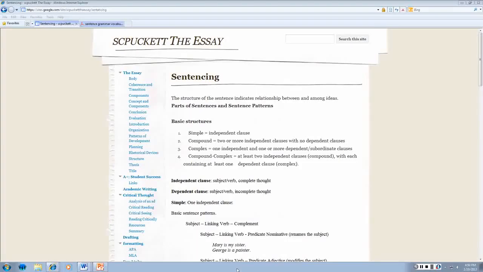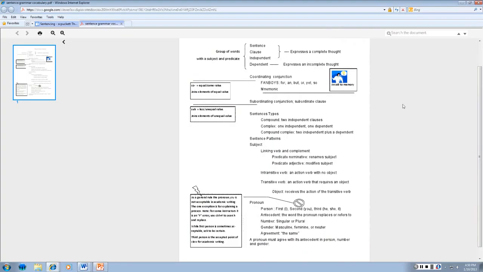Focuses on sentencing, the basic components of a paragraph. It's the way we communicate ideas. Now, attached to this is the handout I'm going to use, and we're going there first, and then I'll come back to this page. But this is our handout.